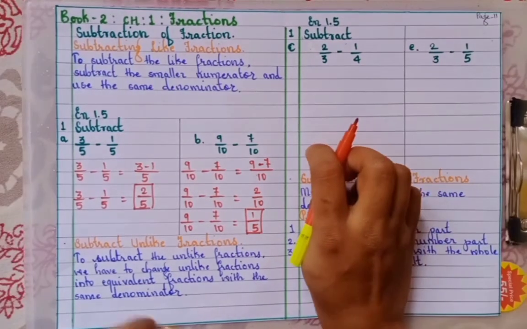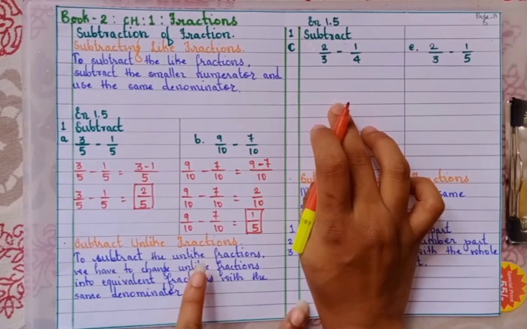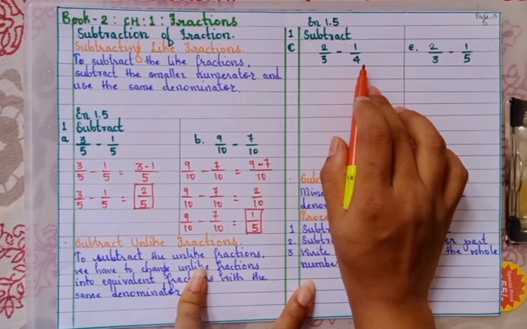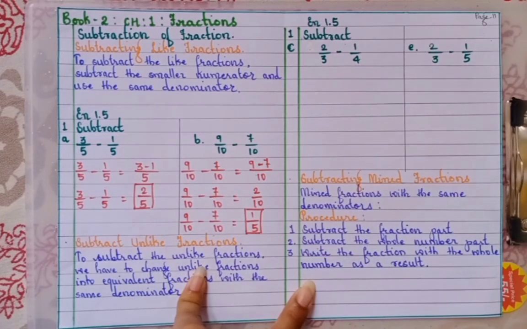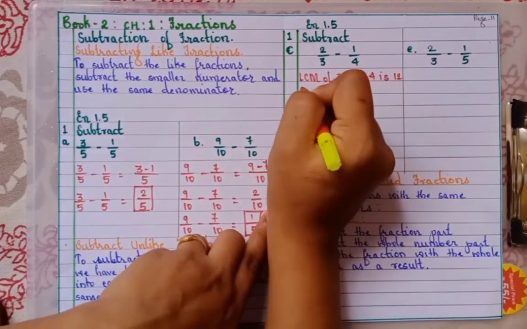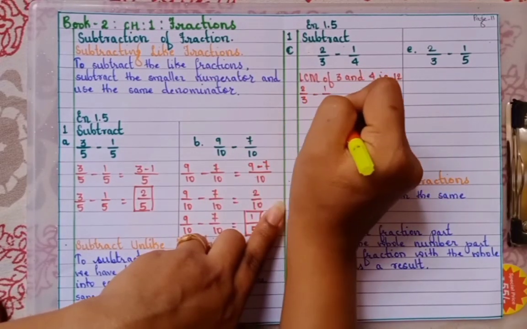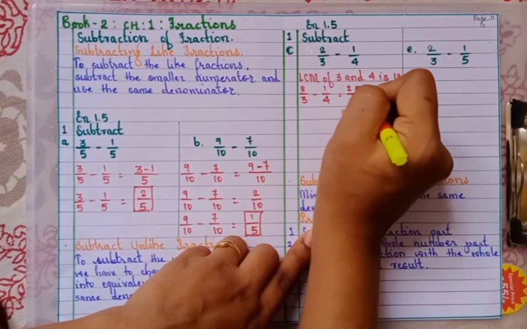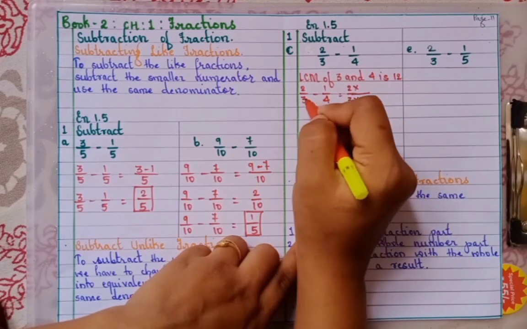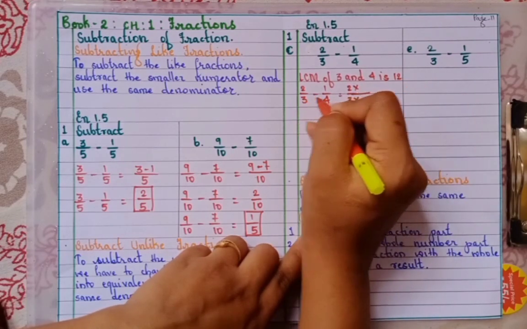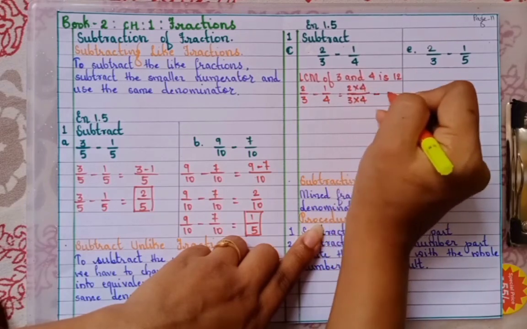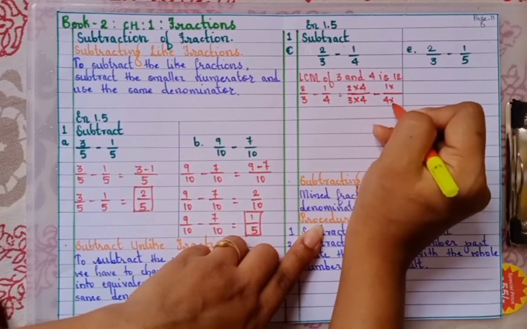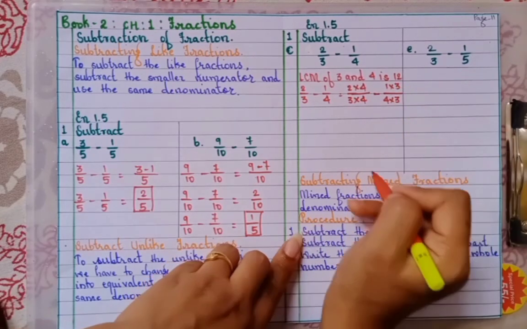Let's solve the next question, exercise 1.5. The first one only: 2 by 3 minus 1 by 4. These are unlike fractions. Let's convert them to like fractions. Let's find the LCM. The LCM of 3 and 4 is 12. So let's convert here and rewrite. We need to make the denominator 12, so we multiply this 3 by 4 and multiply the numerator by the same number. Next, write 1 and 4. To make this denominator 12, we multiply by 3, and multiply the numerator also by the same number.